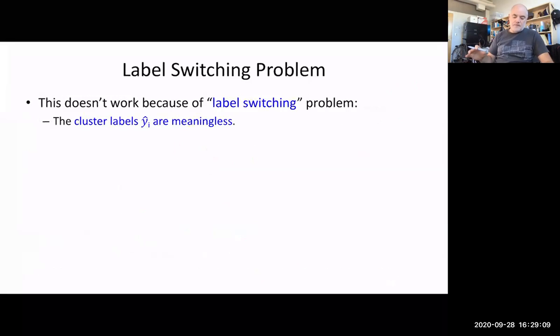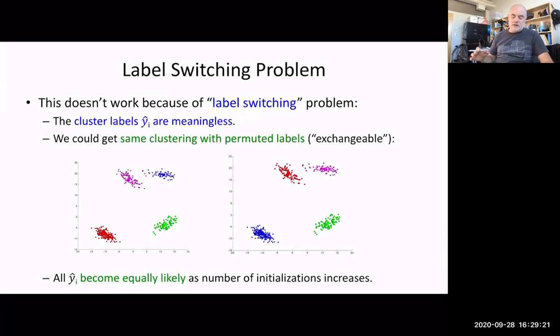And why? It doesn't work because of a label switching problem, which sometimes takes a long time for people to think about, but it's obvious when you think about it, right? The cluster labels y hat i are meaningless. You can permute the labels. You can take the red, we'll call this 1, and the purple, we'll call this 2, and we'll just call this 1 and this 2 instead. So we've permuted the labels, we've changed the colors, but the clusters are the same, right?